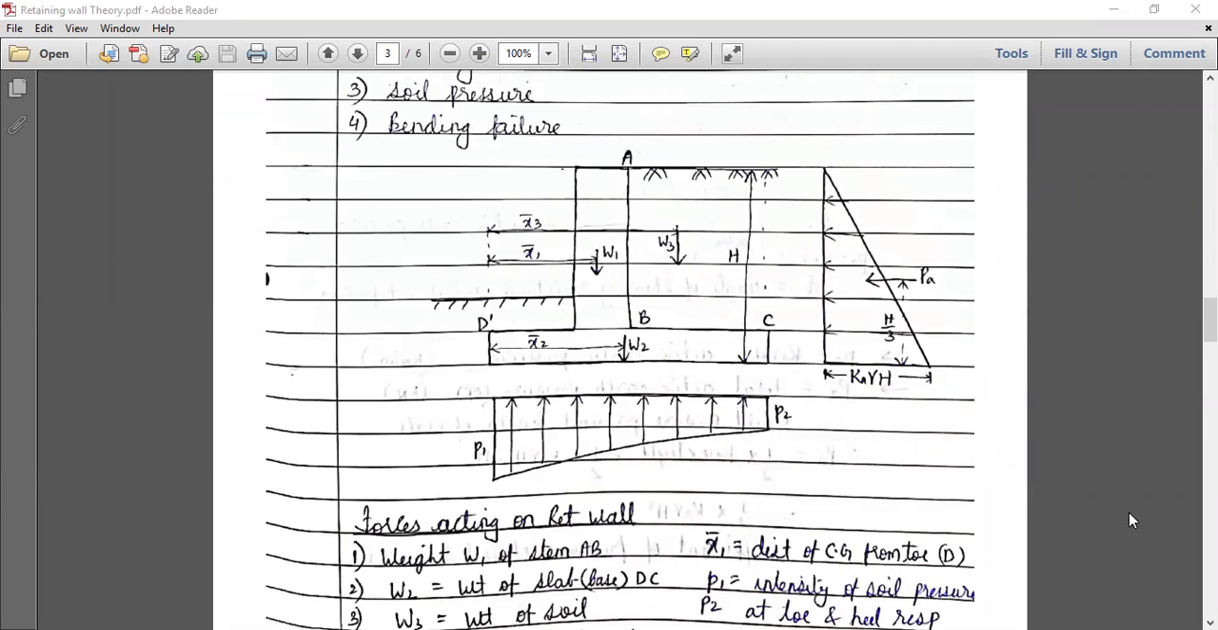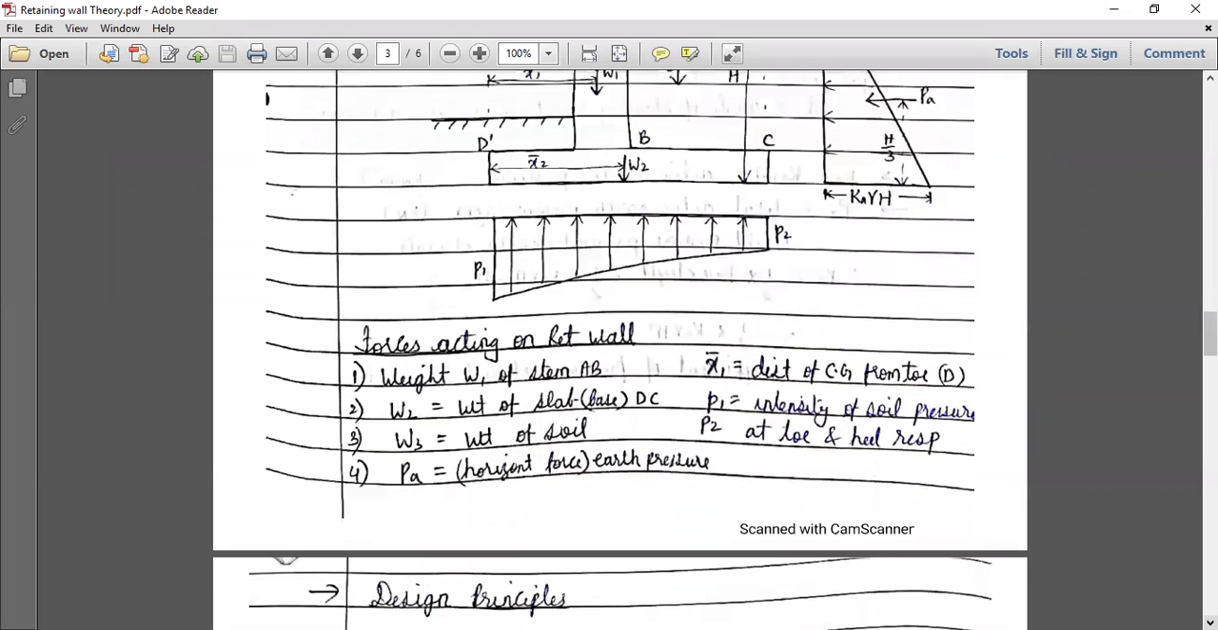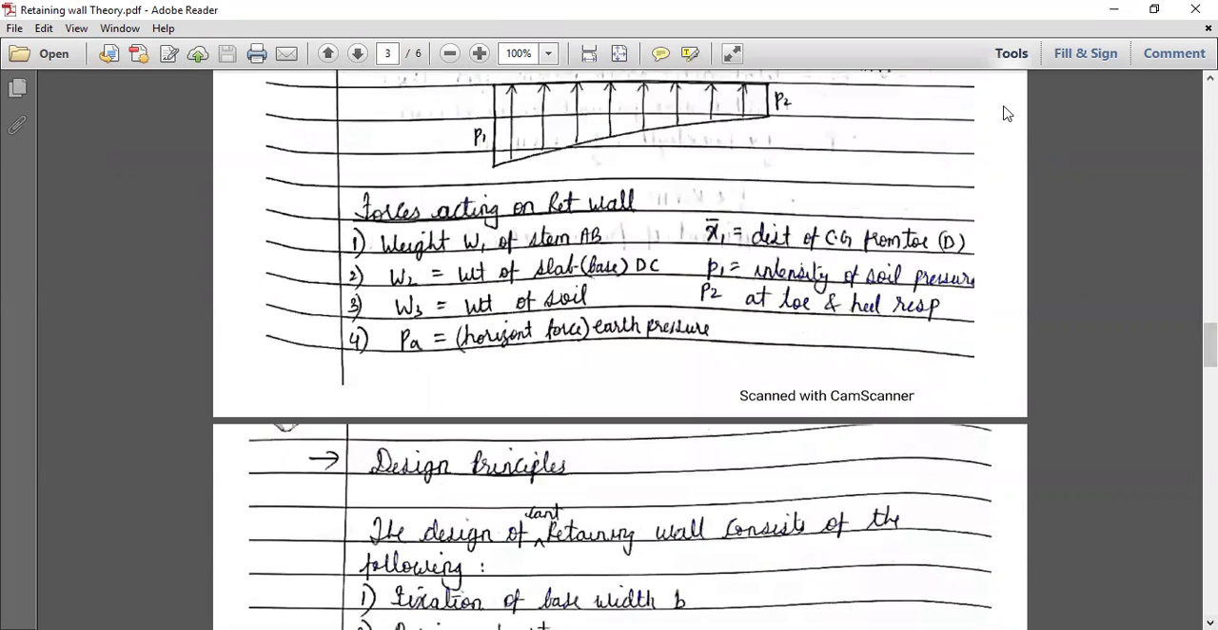Okay, fine. So now let us understand the design principle. So how will we design the retaining wall now? It is a new structure we are learning how to design. So let us see the design principles. Ka is your coefficient of active earth pressure. Okay, so it is the coefficient of active earth pressure. We will see the various terms.